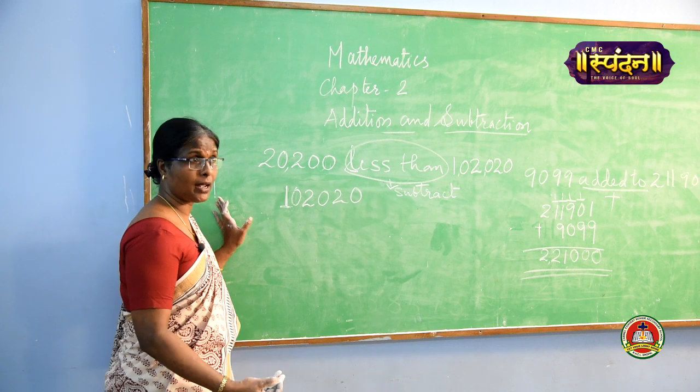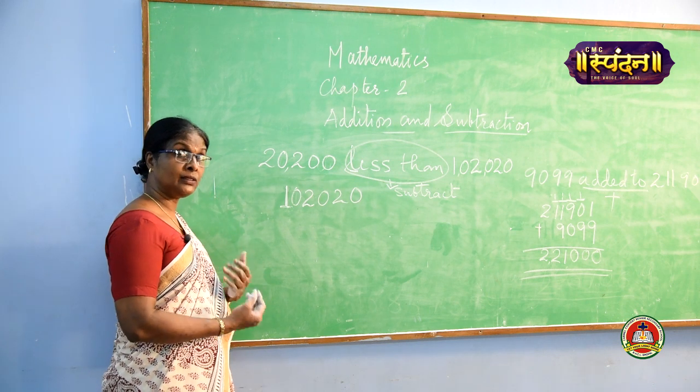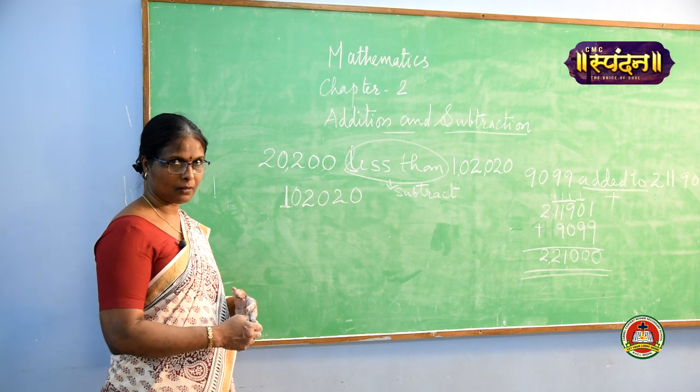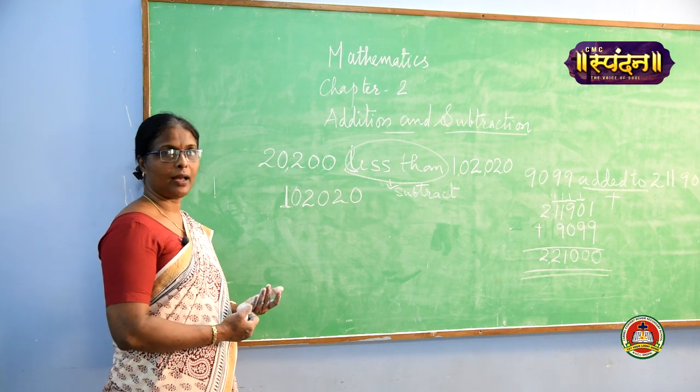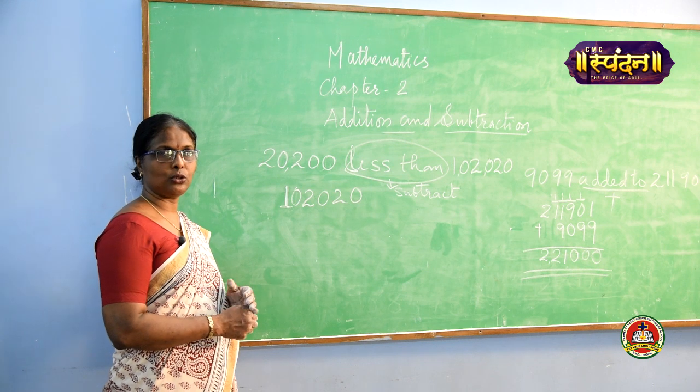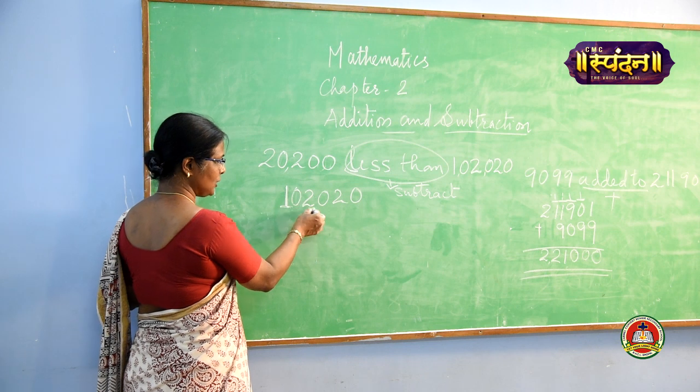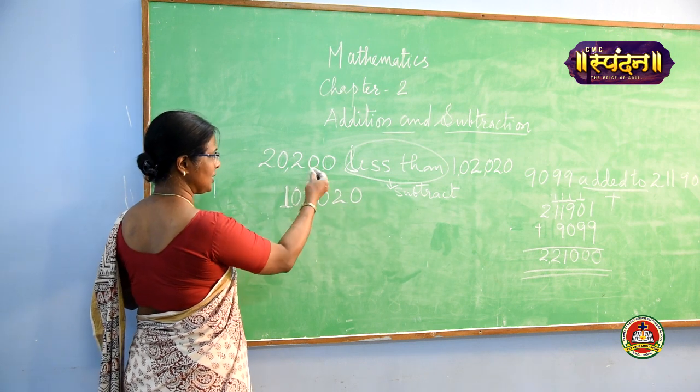Less than means subtract. Added to, more than, increased by, in that case you have to add. With less than, in that case you have to subtract and find the answer. So here 1 lakh 2020 minus 20,200.